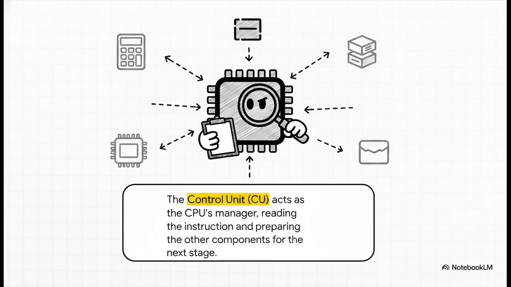This is where the control unit, or CU, comes in. You can think of it as the manager or maybe the brain of the CPU. It looks at the instruction and goes, okay, what do we have here? Are we doing some math, moving some data? It then marshals the troops, getting all the other parts of the CPU ready for whatever action is about to happen.